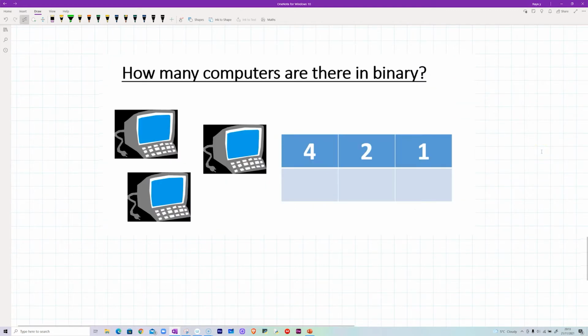Right, now 3 computers in denary or decimals. How many computers are there in binary? Well, how many 4s can you fit into 3? 0. How many 2s can you fit in 3? 1. How many 1s can you fit into 1? Because you used the 2, now you've got 1 left. You can fit 1, 1. Okay, so there are 11 computers in binary. At least that is what the computers see, 1, 1.